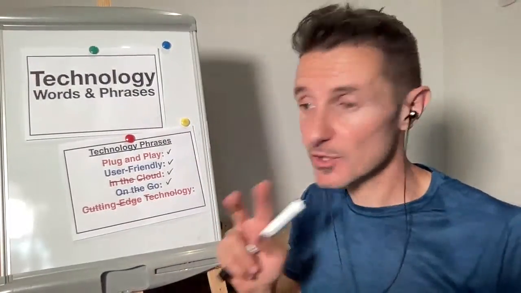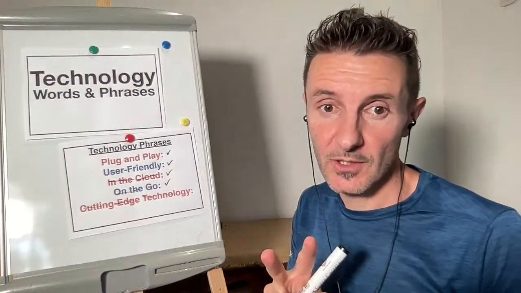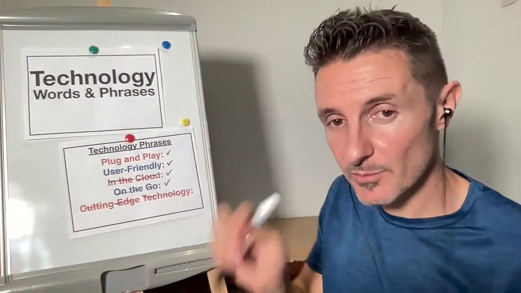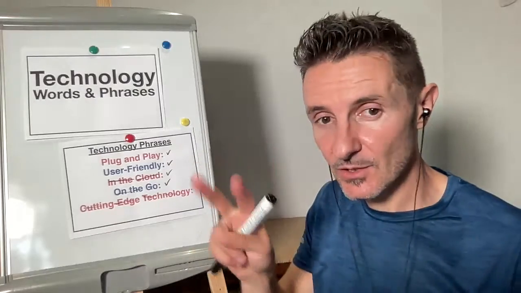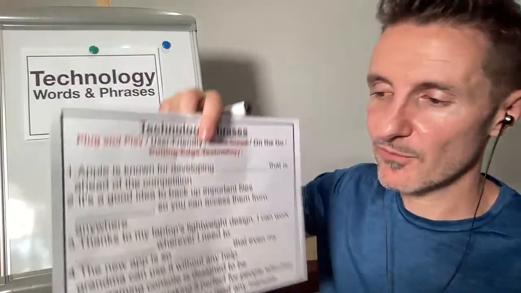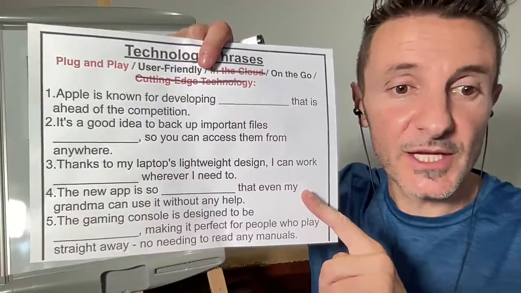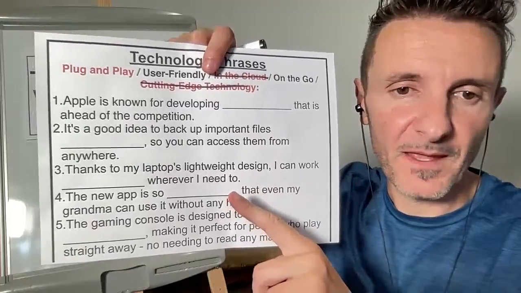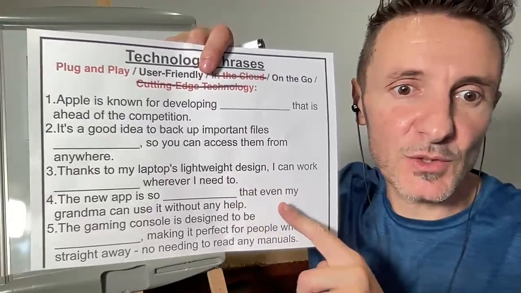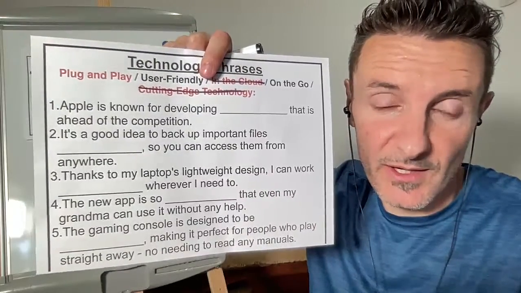Okay, now because we only have 2 words left, we have plug and play and user-friendly. I want you to give me the answer for the next 2 sentences together. So both answers. First one will be for question 4, and the second answer will be for question 5. Okay, so both answers together. Here we go. Number 4 and 5 together, please. Number 4 first. The new app is so something that even my grandmother can use it without any help. So it needs to be what for you to use it without any help?